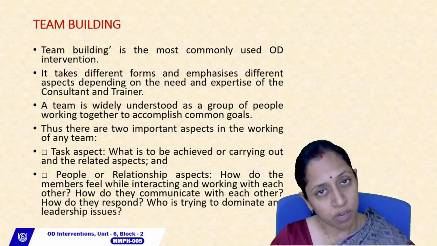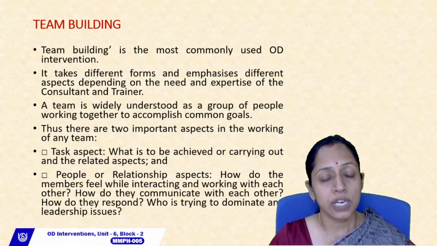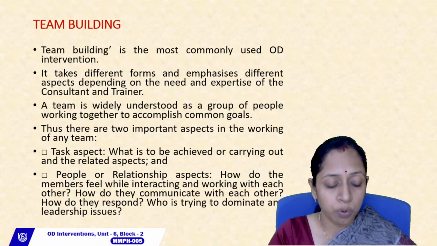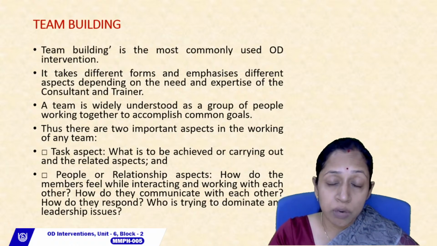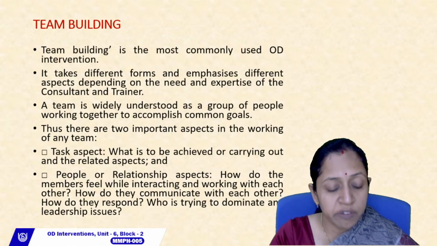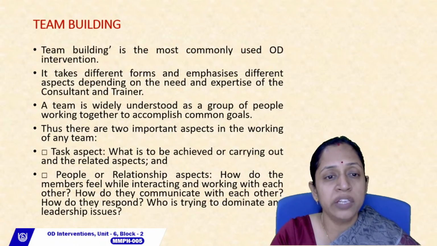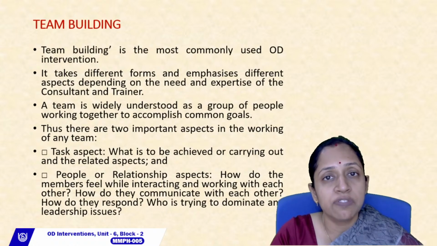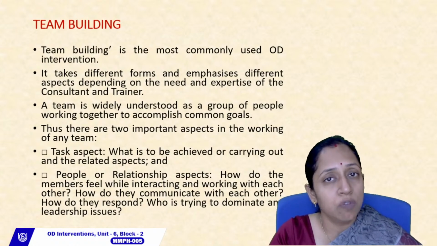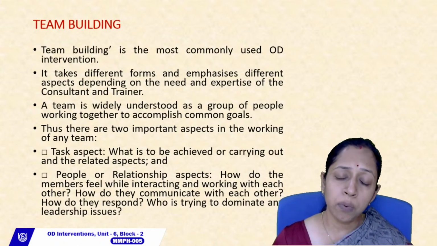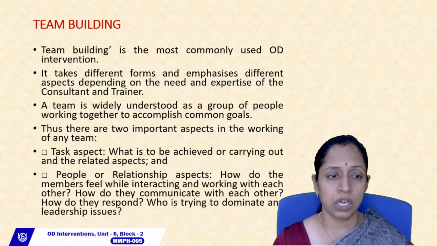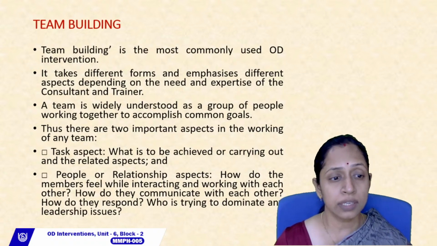We know that when we are talking about a team, it is definitely a few people or a few employees coming together, working together, and there will be a common goal, objective, mission, and vision, so that this team can effectively achieve together while working together. Therefore, there are two important aspects in the working of any team. First is the task aspect, and second is the people or relationship aspect.